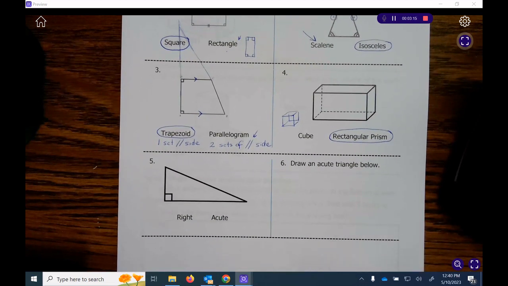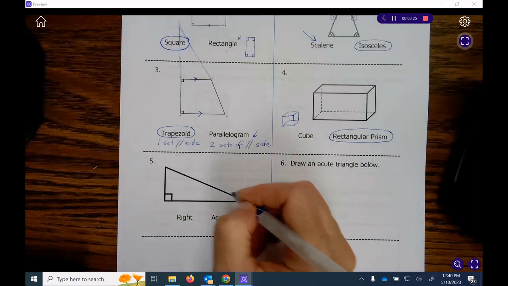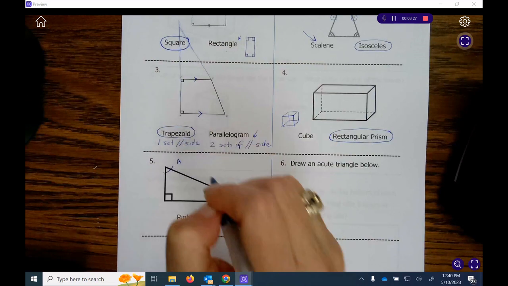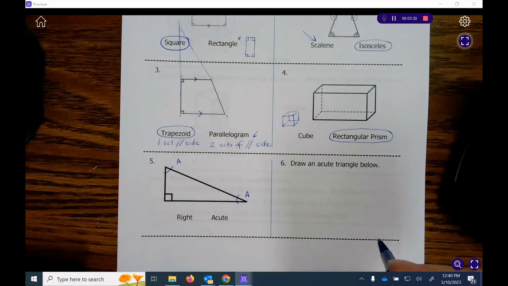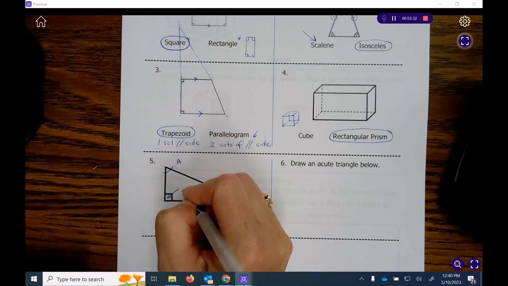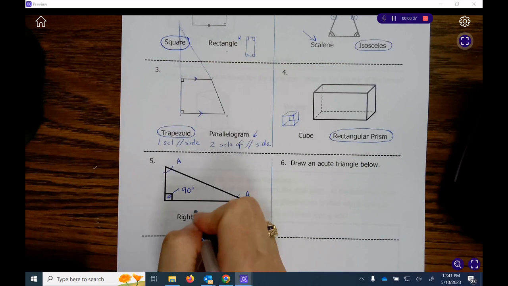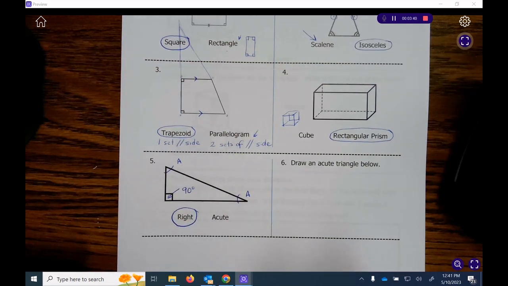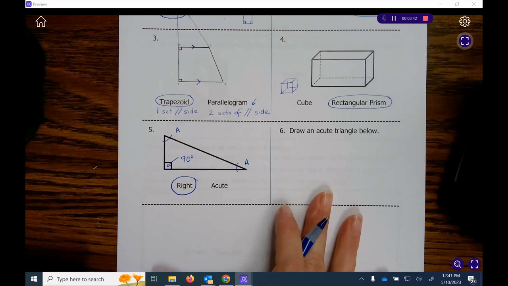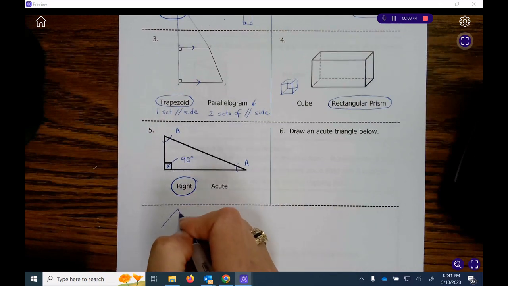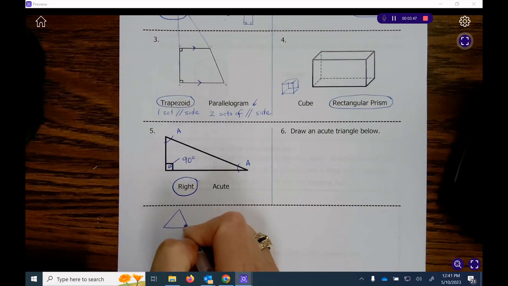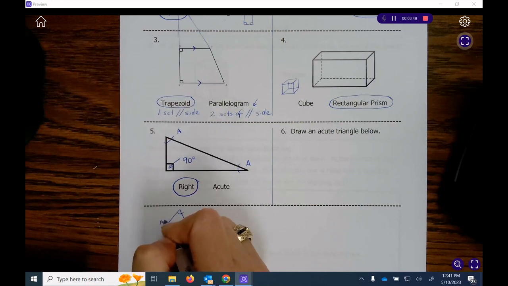Question number 5. We have a triangle here. It's asking whether it is a right triangle or an acute triangle. Every triangle has 2 acute angles. It's the 3rd angle that gives it its name. This box lets me know that this is a 90-degree angle, which means it is a right angle, and therefore a right triangle. An acute triangle may look something like this, where every angle is acute.